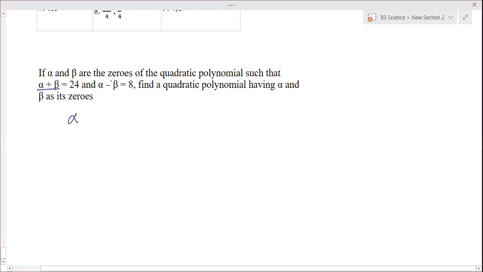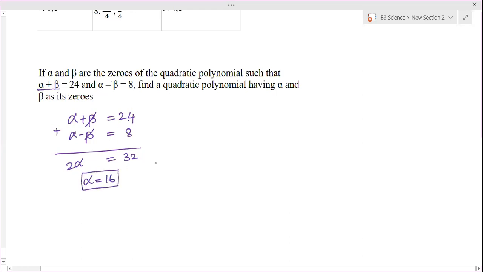So what are the things given? From that we have to use those relations. Alpha plus beta is given as 24 and alpha minus beta is given as 8. If we add them, what do we get? Beta and minus beta cancel. Alpha plus alpha will become 2 alpha. 24 plus 8 will be 32. So what's the value of alpha? 16.